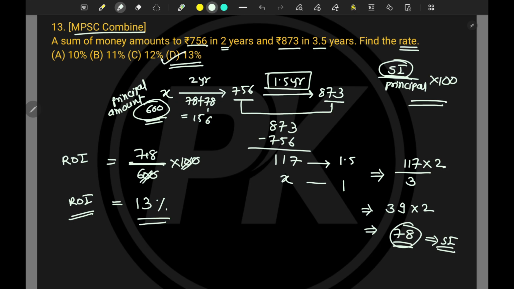See here also, this is a logic. This is not something which I have remembered. It is simple. This much interest is earned on this amount, and hence this is the rate of interest. Simple as that. Let's move to the next problem.